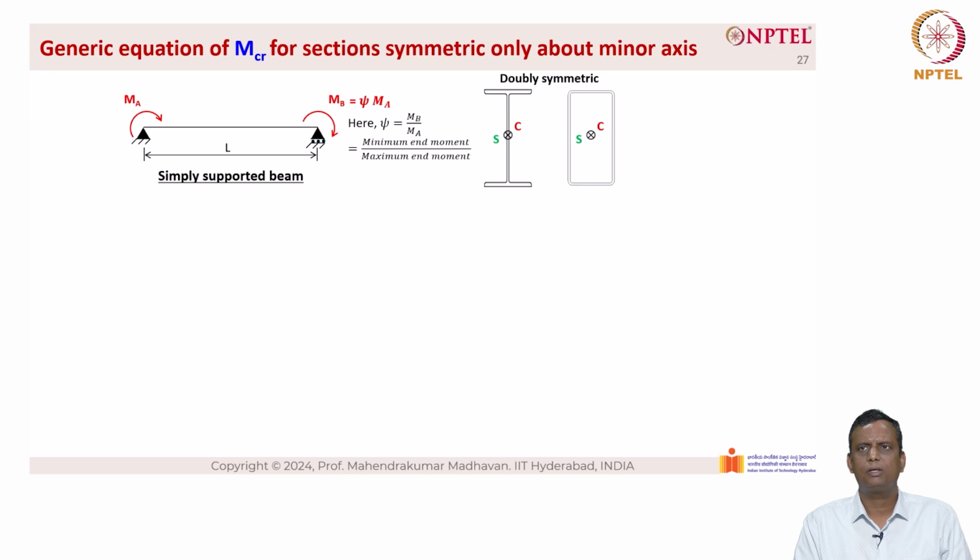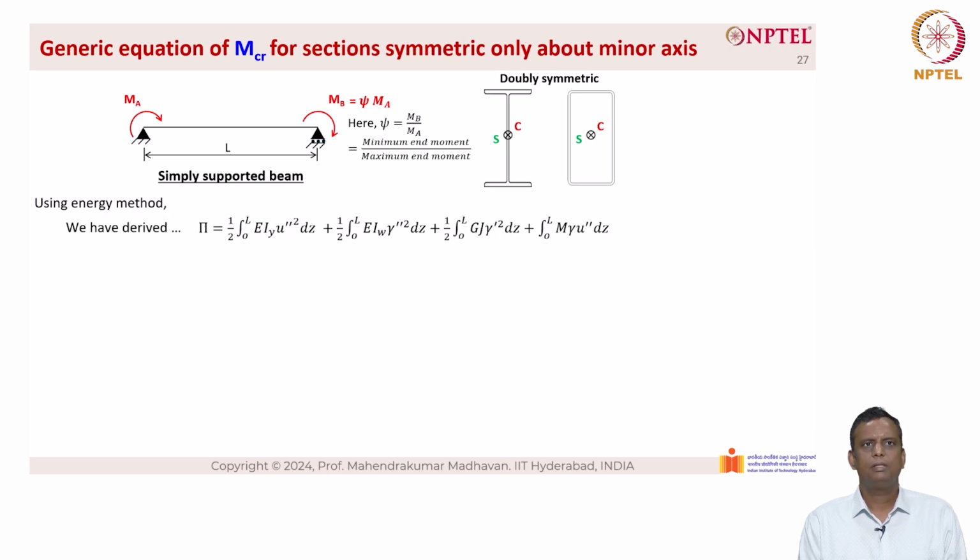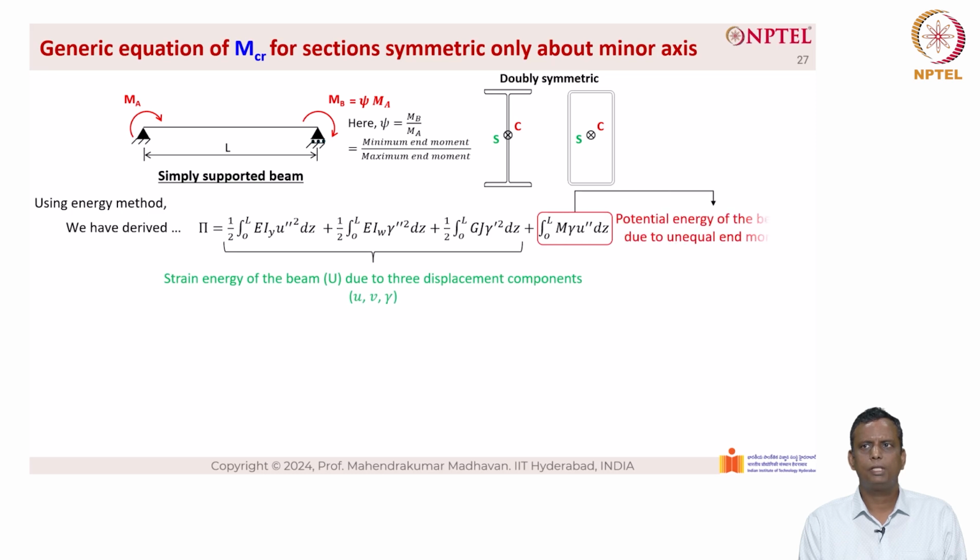Now, for doubly symmetric cross sections, using energy method, we have derived the following terms. The first three terms correspond to the strain energy, which is based on the three displacement components. The last term is based on the potential energy of the beam due to unequal end moments.